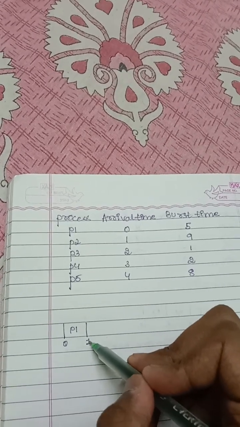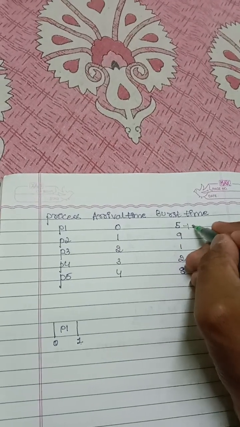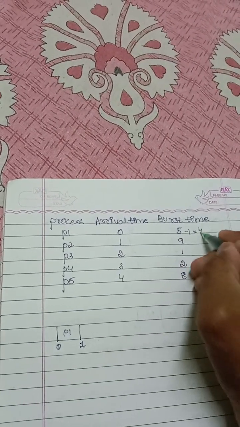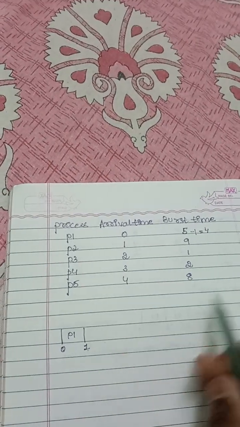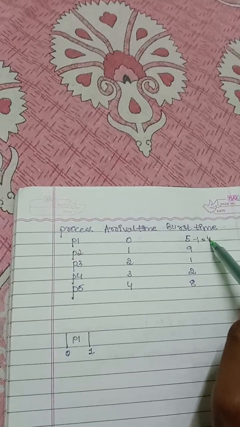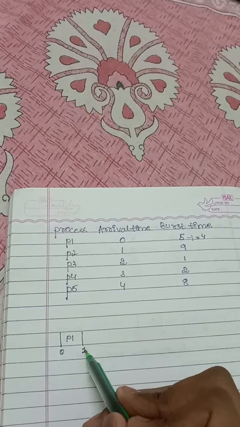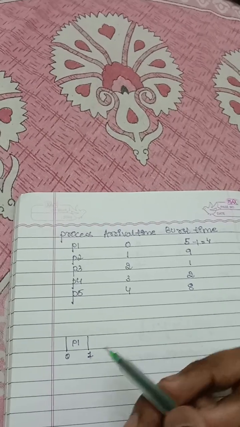After giving one burst to P1, the burst time will reduce by 1. Now the P1 process will run up to 1 millisecond. Why? Because we give one burst to P1, so now it is reduced to 4. Now P1 has entered for 1 millisecond in preemptive scheduling.